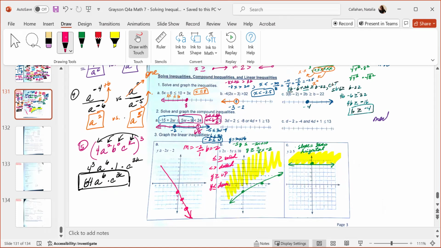She chose some really bad questions here because she didn't have one that has an inequality of just greater than or less than. So these are like terrible questions.